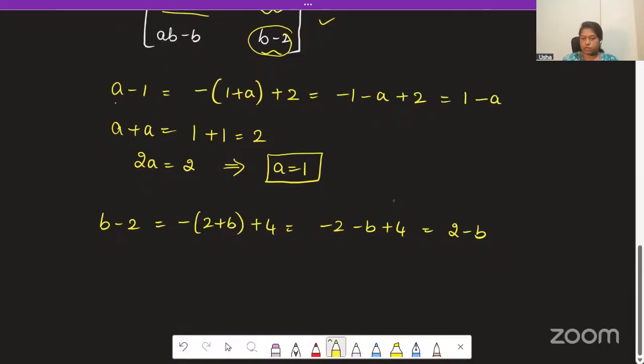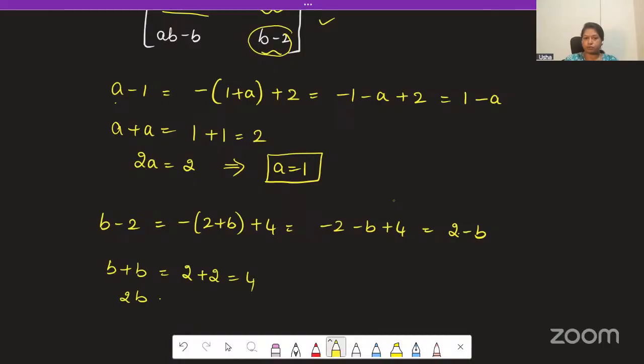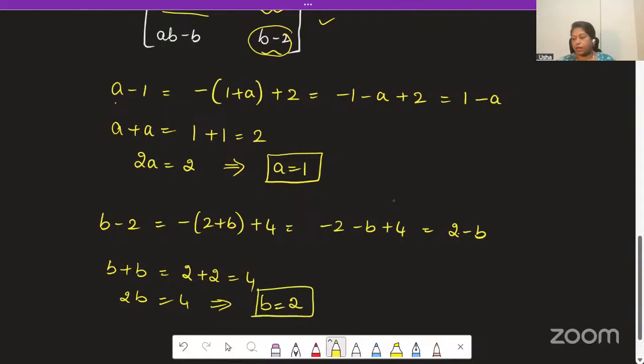Okay. Now, same as the previous one, minus b will go to the left hand side. It becomes plus b. B plus b is 2b. Here I have 2. This minus 2 comes to the right hand side. It becomes plus 2, which is 4. 2b is 4, therefore b is 2. This is your answer: a is 1 and b is 2. Is this clear, everybody?